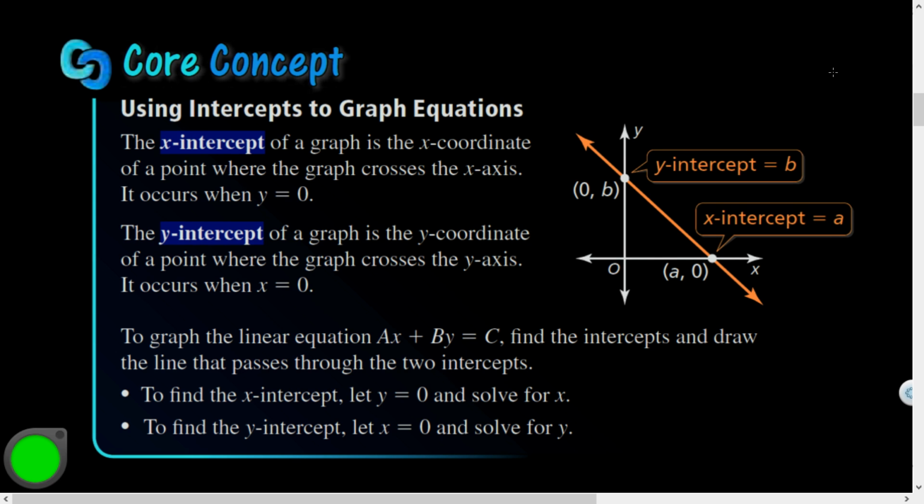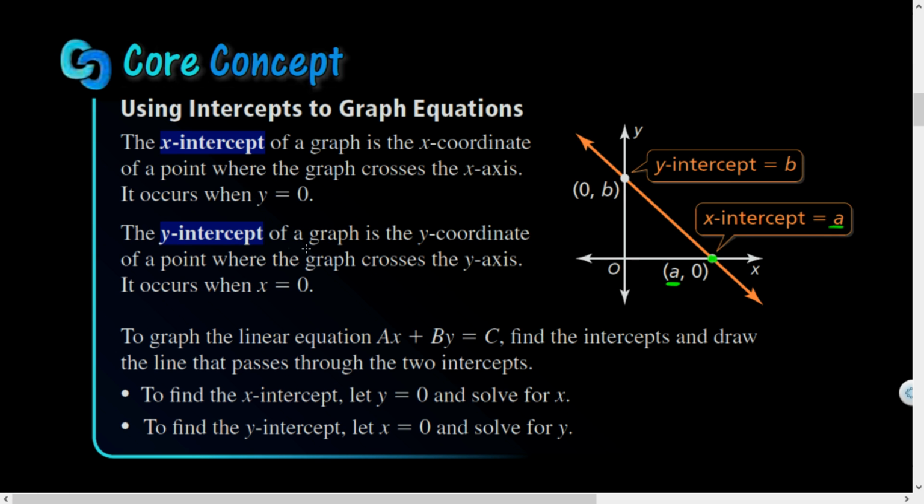So check this out. The x-intercept of a graph is the x-coordinate of a point where the graph crosses the x-axis. So here is this orange line. It hits the x-axis here. If I'm talking about the x-intercept, I'm just talking about the x-coordinate. So it's equal to the number a. It's not equal to the ordered pair, although the ordered pair, I think you could argue, describes the location of that intersection. But that is the x-intercept.